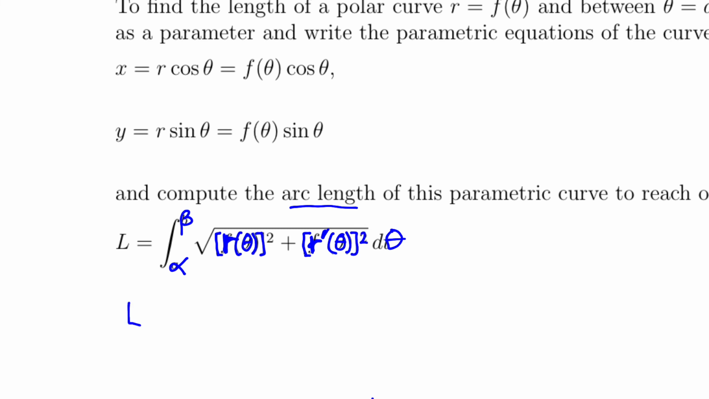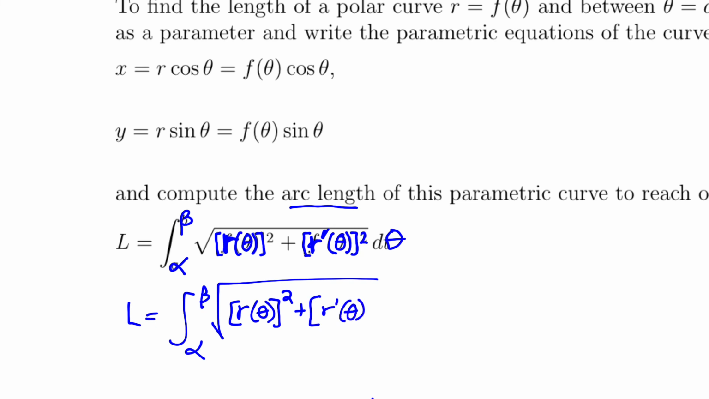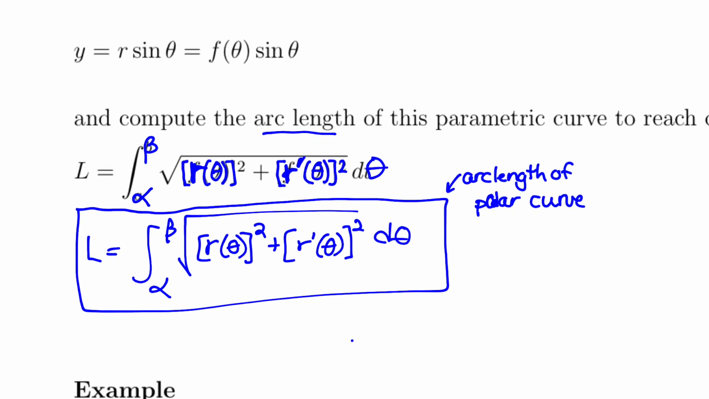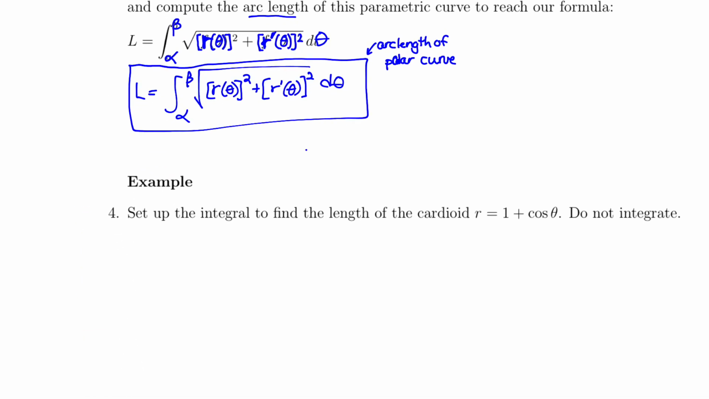And so the arc length formula is the integral from alpha to beta of the square root of r squared plus the derivative of r squared. And again, if we had time, we would generate this formula, but we don't have time, so I'm just giving you the formula. All right, this is the arc length of a polar curve. And this is in your notes in Canvas.